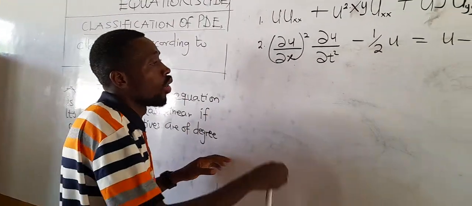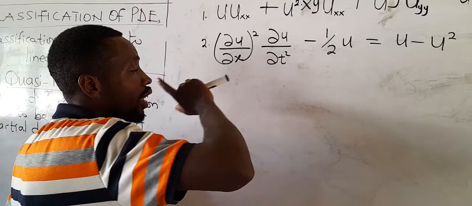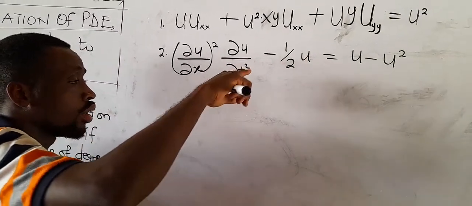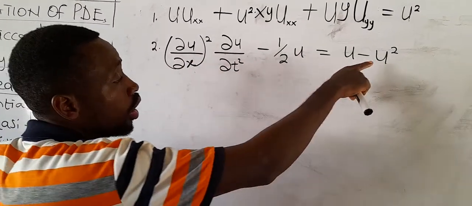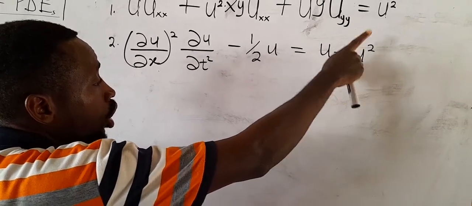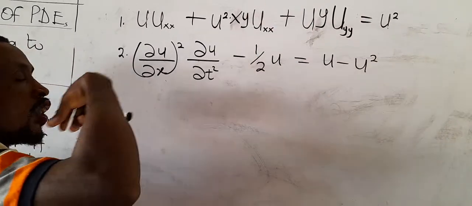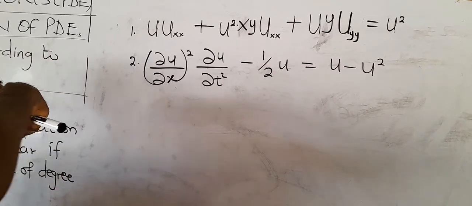Now let's check the second one. Look at it. Just check the degree. Is it linear first? No, it is not linear. Look at a dependent variable here being squared. So it is not linear.